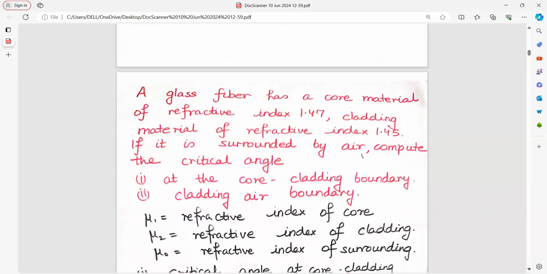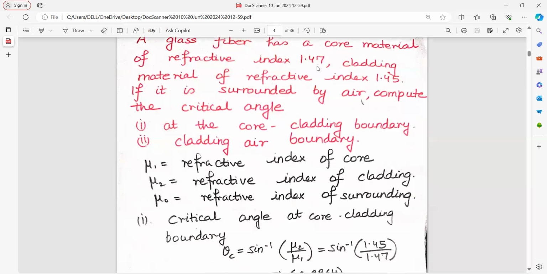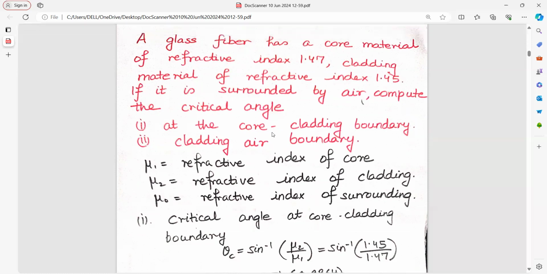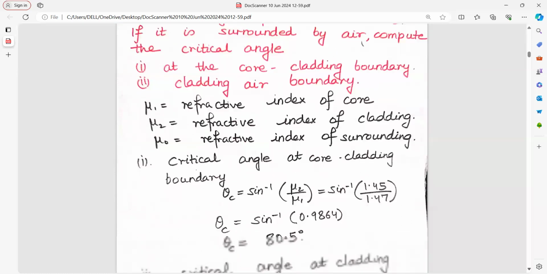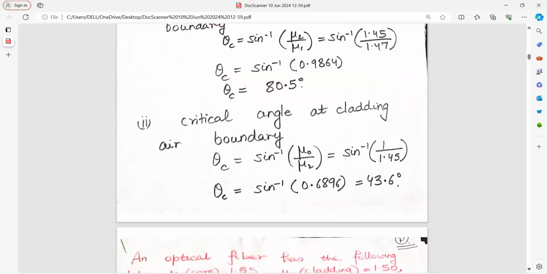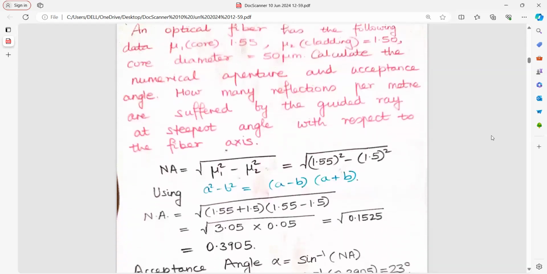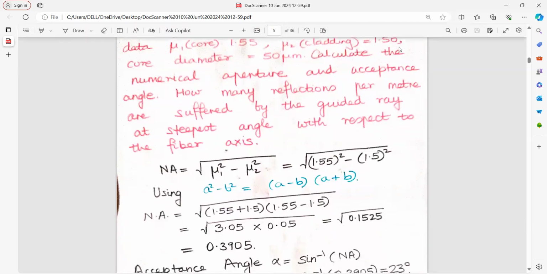First, we will begin with the very simple numericals where we are given refractive index of core and cladding, and you have to find the critical angle. So critical angle is sine inverse mu2 upon mu1. Simple, very simple. Critical angle at cladding and boundary, theta c is sine inverse mu naught upon mu2, and you get the answer.